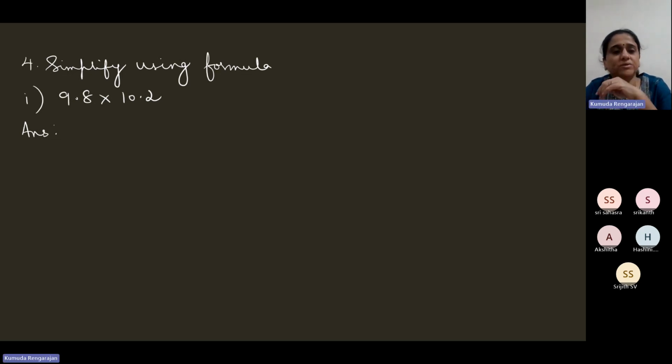So what's the number between 9.8 and 10.2? 9.8, 9.9, 10, 10.1, 10.2. 10 is between these two numbers, right? Is 10 between 9.8 and 10.2? 9.8, 9.9, 10, 10.1, 10.2. Yes, 10.